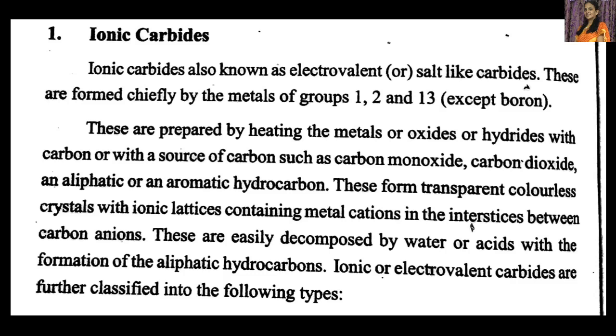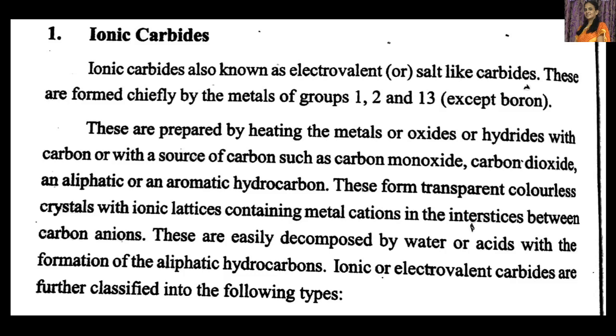Group 13. Boron is the first element of group 13, which is a non-metal. Except boron, the first A group elements are all metals, and the second A group elements are also metals. These are the alkali metals and alkaline earth metals, and in group 13, aluminium and the rest of the metals present combine with carbon to form ionic carbides.